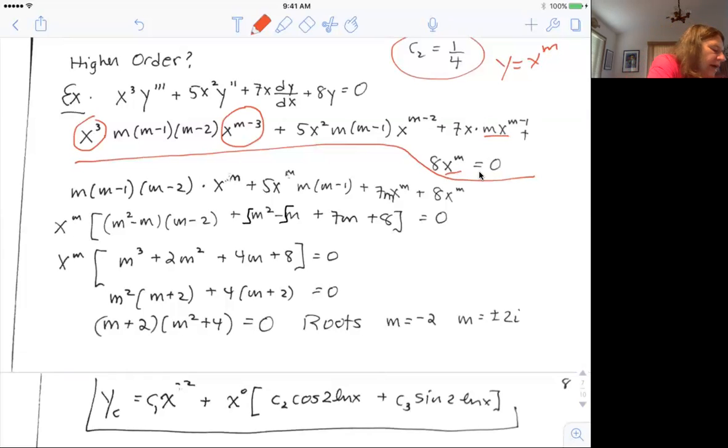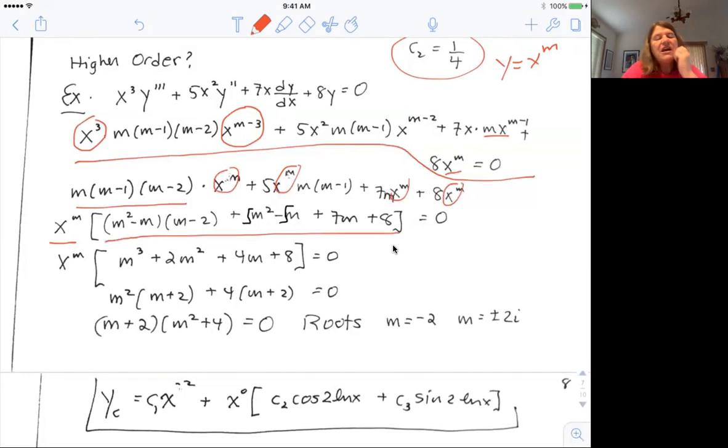I can always pull out x to the m. Okay, always works like that. Now, when I pulled it out, I would have been left with, and I've sort of gotten ahead of myself here, but that's x to the m. When I pull it out, I'm left with this. And I did a little work on that after I pulled out x to the m. I multiplied these two together, and that one. And then what was left in this one was 5m squared minus 5m, right there, plus 7m plus the 8 right here. Now, you can see pretty clearly there what you've got is a cubic.